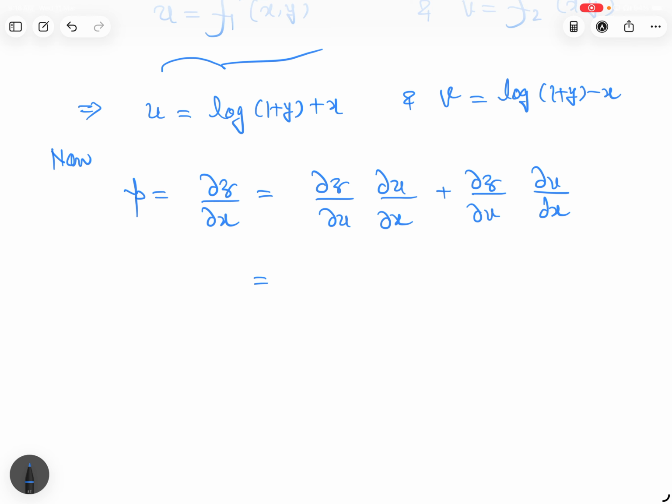So what is del u upon del x? You know that u is this, v is this. So what will be del u upon del x? Can you tell me? Partial derivative of u with respect to x, what will it be? 1. Partial derivative of v with respect to x, what will this be? Tell me. Minus 1. So what did we get?